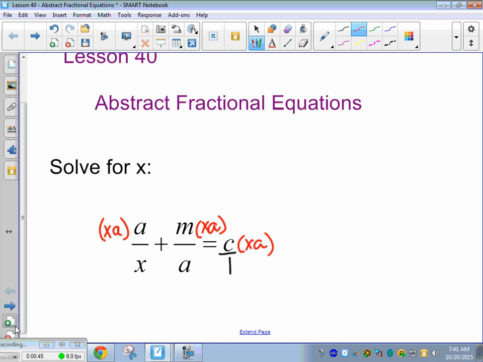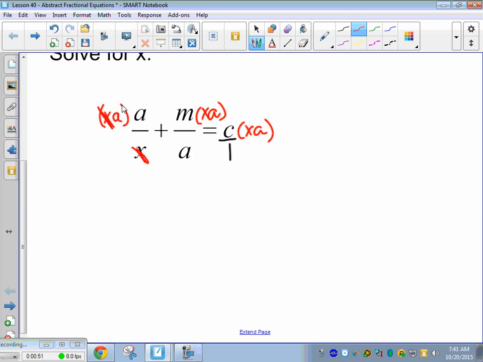All right. Okay, now I can cancel these x's. I have no more fractions. So now I have a squared for my first term. And now cancel these a's, and I have mx equals cxa over here. So I got rid of the fractions.